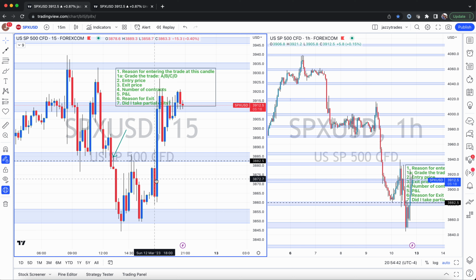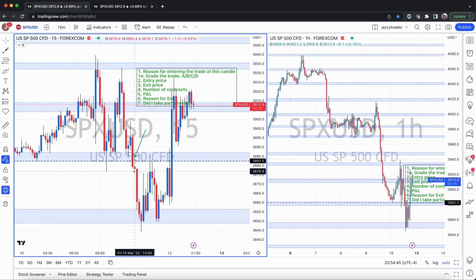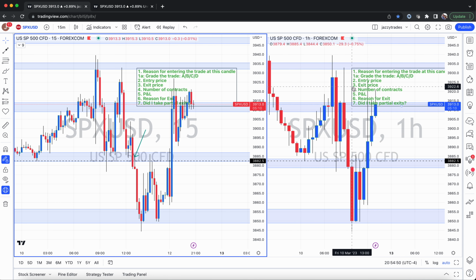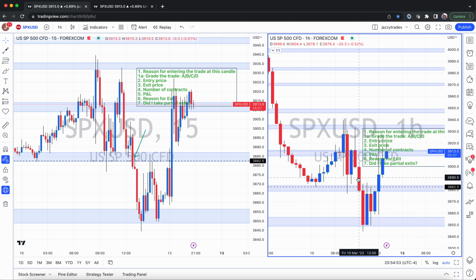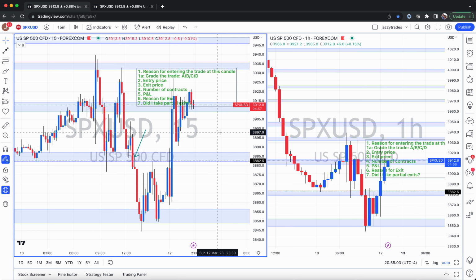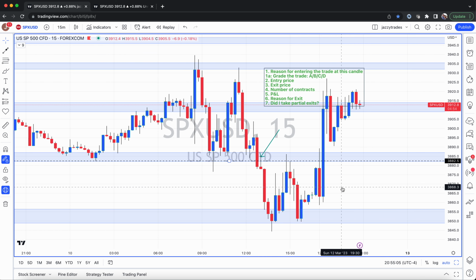What time is this? 1 p.m. on March 10th. It's probably this one. No, this one. Okay. So in your reasoning, it was rejecting a zone on the 1 hour, trend is still bearish, and the candle was rejecting the zone, huge wick at the top. You entered with a stop loss for a close above 38.87, right? So that's what you write in your reasoning for entering the trade.